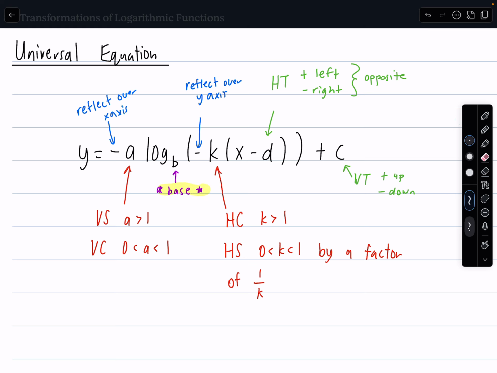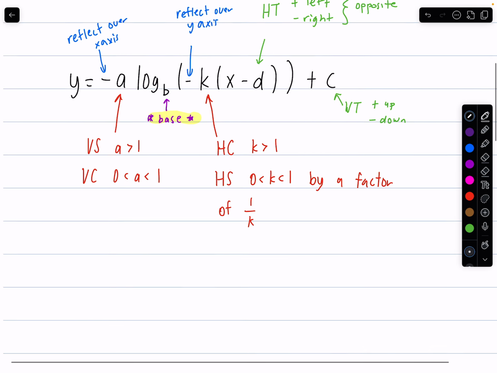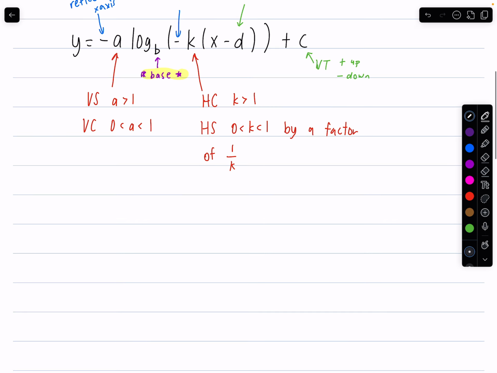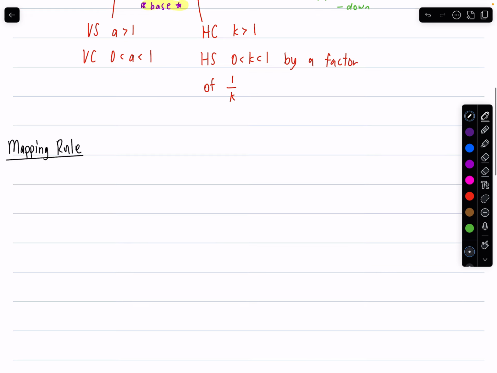Okay, so why do we need to know this transformation? Because the whole point of understanding this transformation is to lead us into our second concept, which is the mapping rule. And this is also review. The mapping rule is x over k plus d, a y plus c. Now remember, d over here, it's always going to be the opposite sign for d, okay?